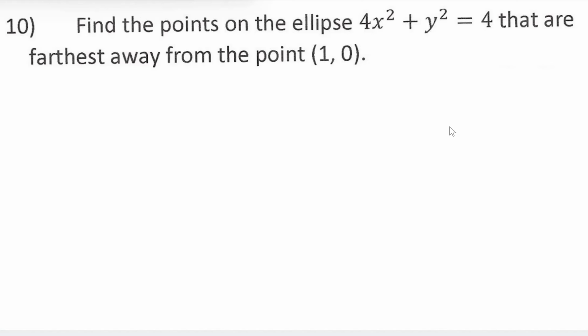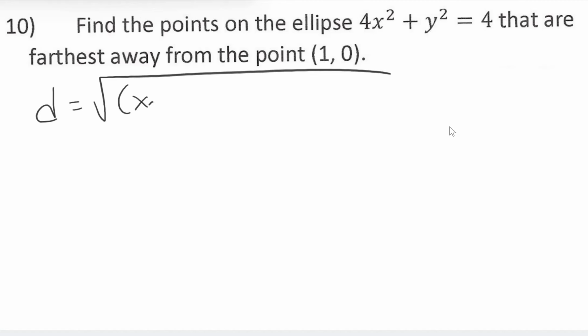All right. So find the points on the ellipse 4x squared plus y squared equals 4 that are farthest away from the point 1, 0. So when we're looking for distance from something, we're looking at the distance formula. The distance formula is the square root of x2 minus x1 squared plus y2 minus y1 squared. Probably. Yes, you're going to use that.